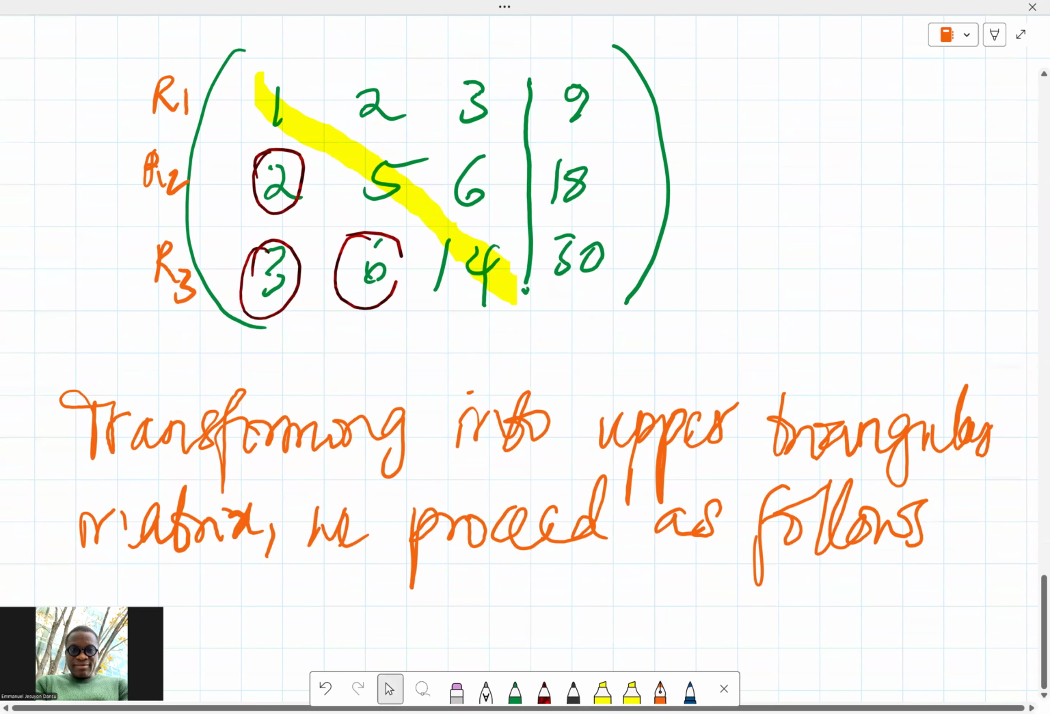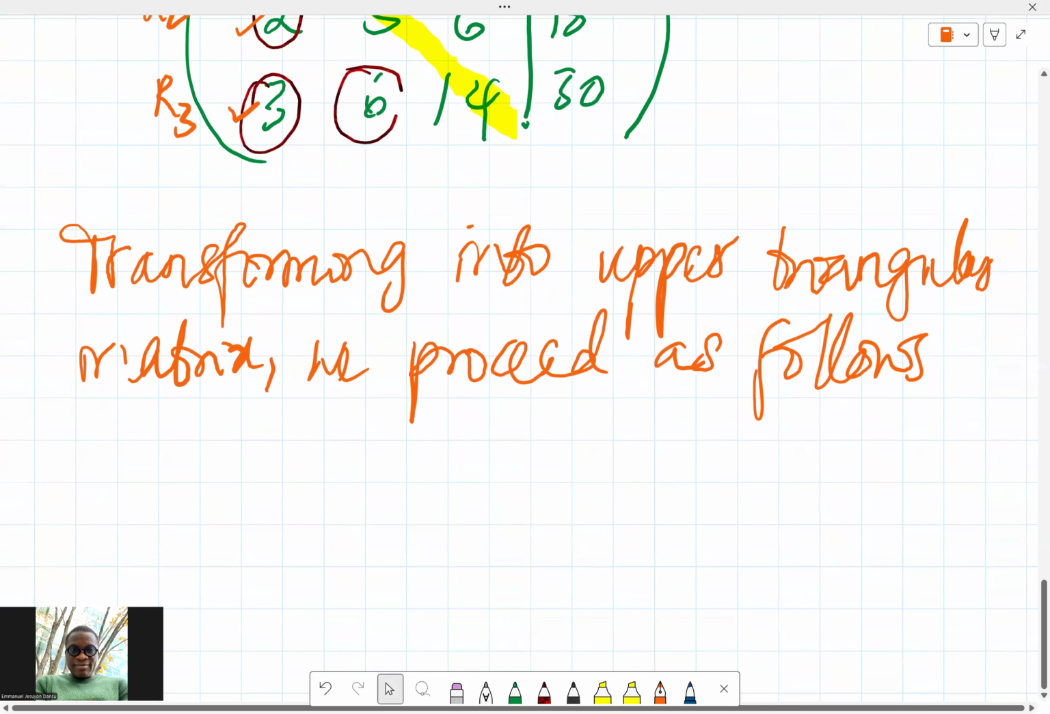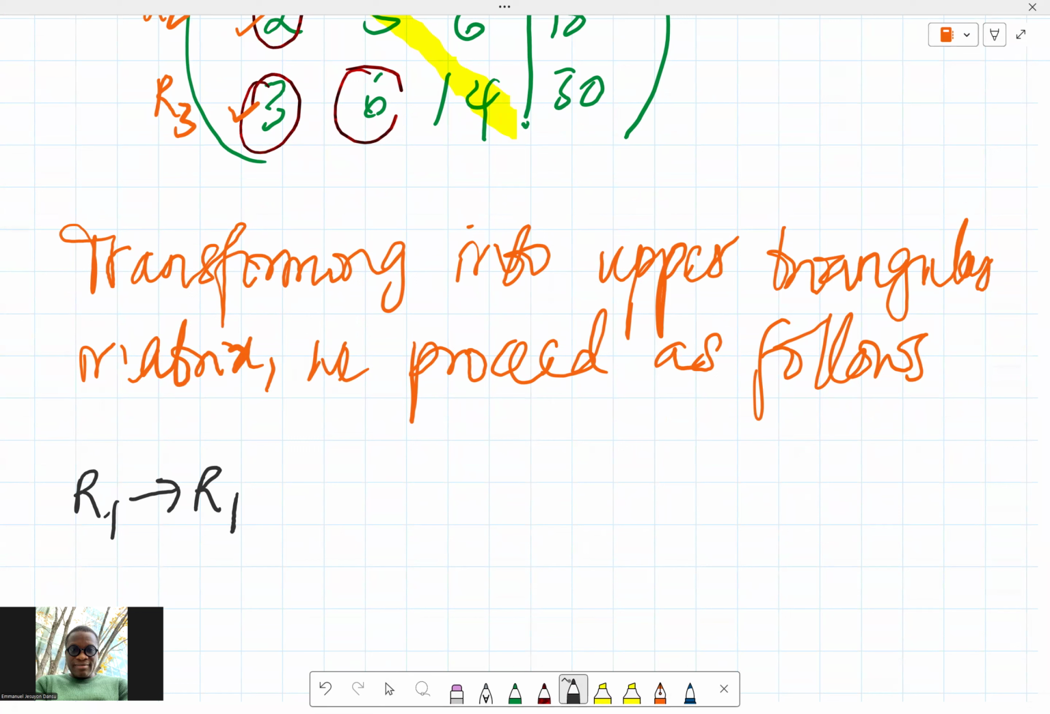The way to do that is, thankfully, from here we see that this element in row one, column one, we can take as the pivot. As the pivot, we can use that to make this into zero and this also into zero. So row one remains what it is, because we already have a one up there.